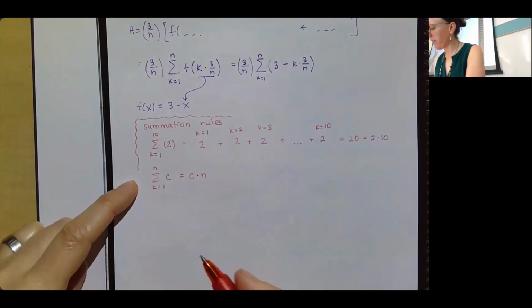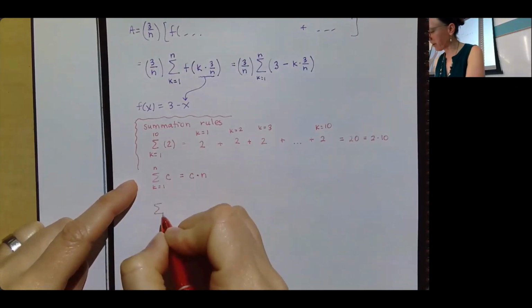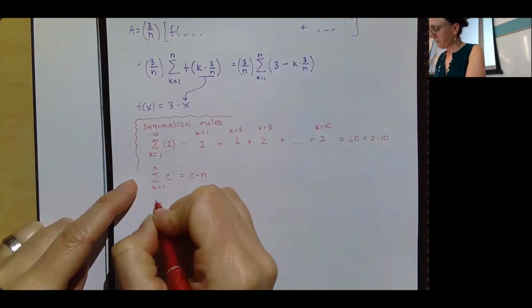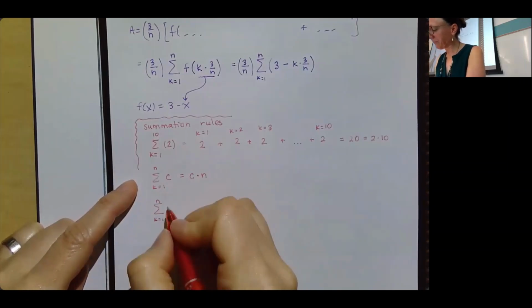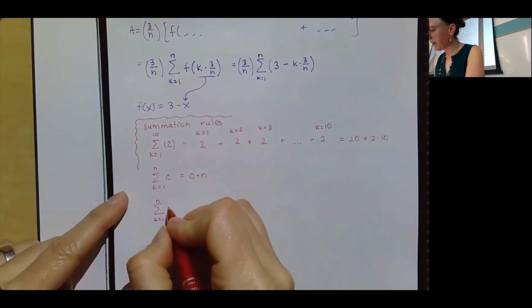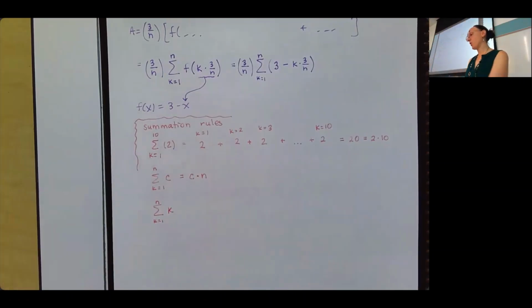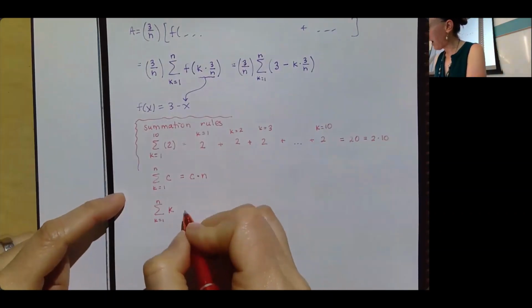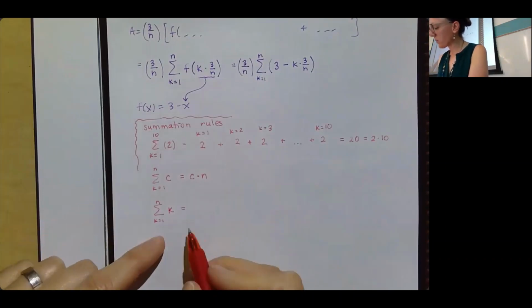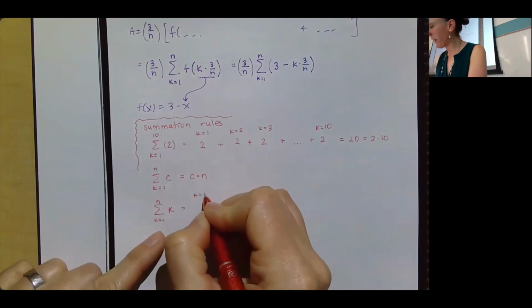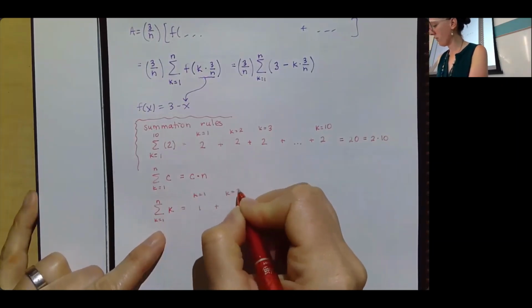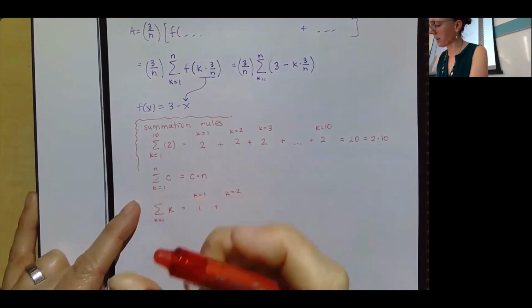There's another rule, and this is the one that he derived in class. So this would be equivalent to saying my function is just y equals x. That's kind of what this one is equivalent to. This one, I'm going to start writing out the terms. So this would tell me when k equals 1, my height is 1. When k equals 2, let me not go to n, let me go to 10 really quick, just like I did on the other one.